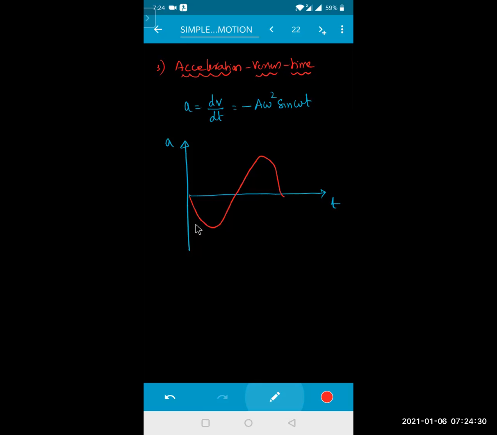So this will be equal to minus A omega squared, and the maximum value of this will be equal to plus A omega squared. Is it clear? So these are the graphs: acceleration versus time graph, velocity versus time graph, and displacement versus time graph, and their relation. Is it clear, beta? Let me do one small question, then we'll start working on this one.